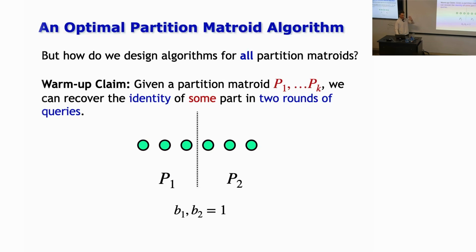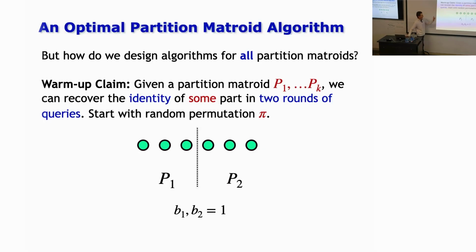And I'll give you the high level for what this looks like. Let's go through an example where we have a part P1 with budget 1 and 3 elements, and another part P2, again, whose budget is 1 and has 3 elements. The way this algorithm will work is that you're going to sample a random permutation pi over the elements. And now you're going to query every prefix of the permutation, similar to what the KUW algorithm was doing.